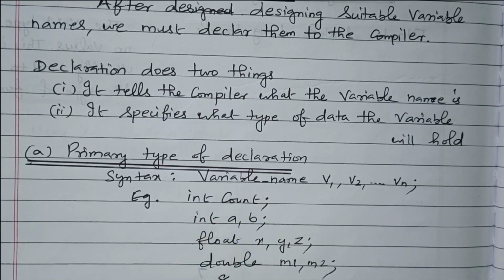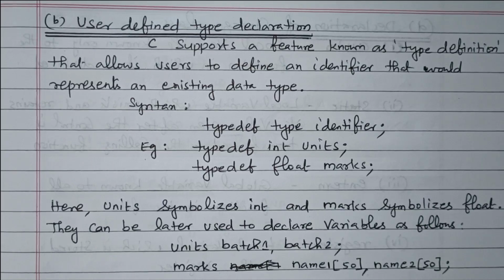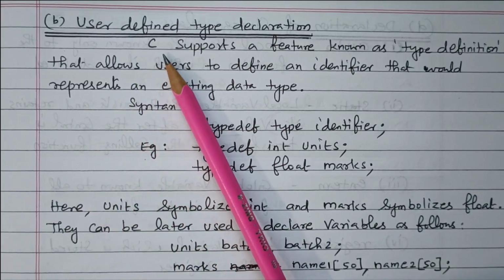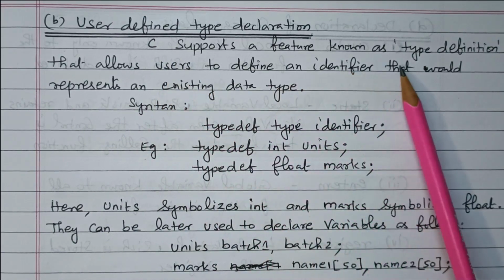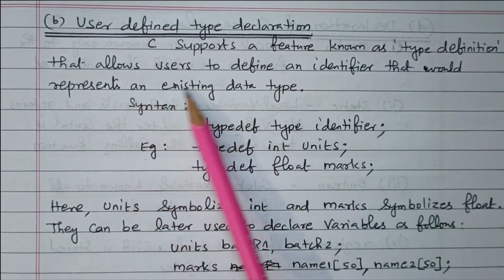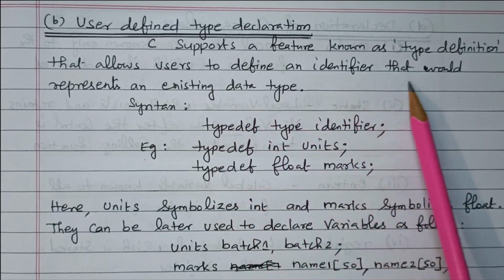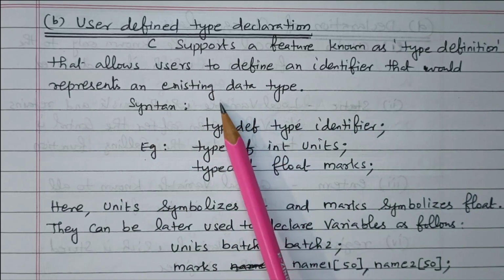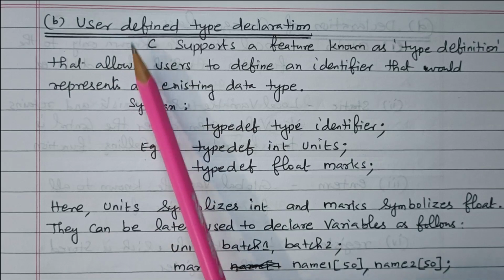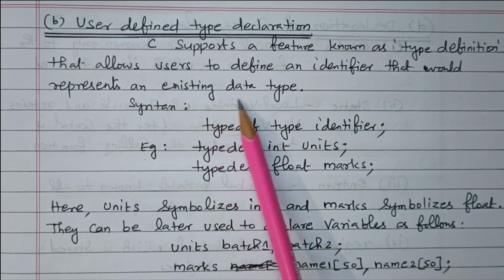Now we'll go to the next one, user defined type declaration. In the second type, user defined data declaration, C supports a feature known as type definition that allows the user to define an identifier that would represent an existing data type. So users are allowed to create a user defined data type from the existing data type, right?